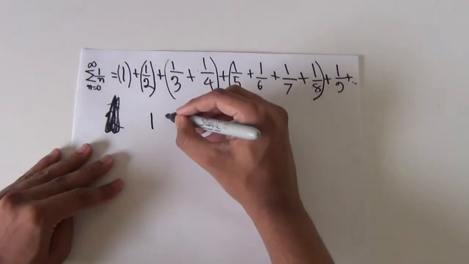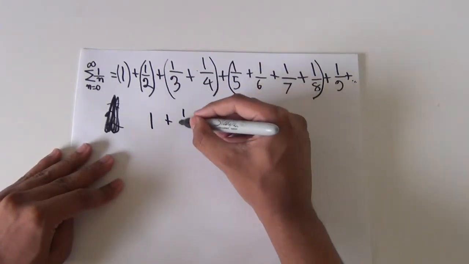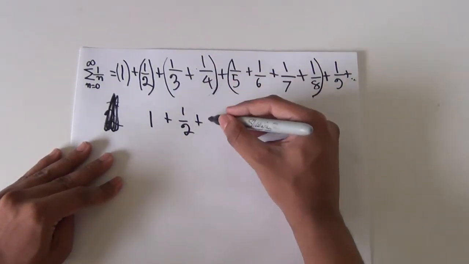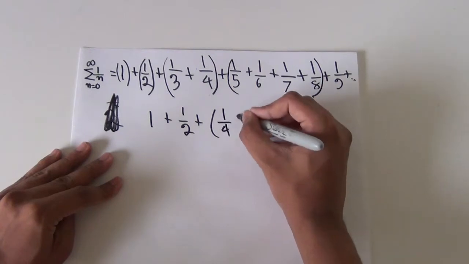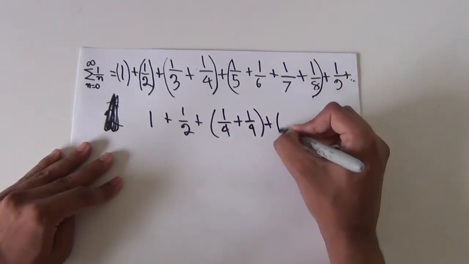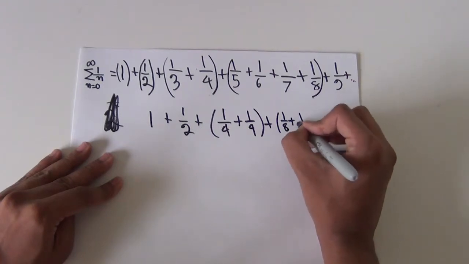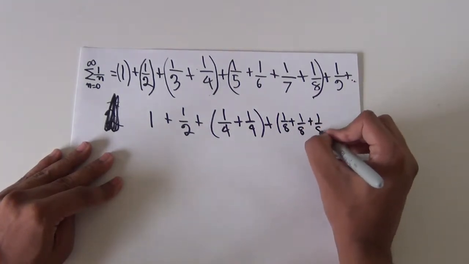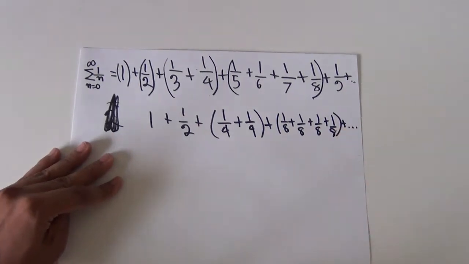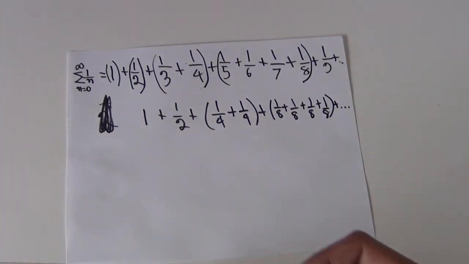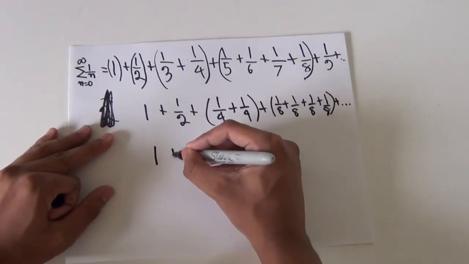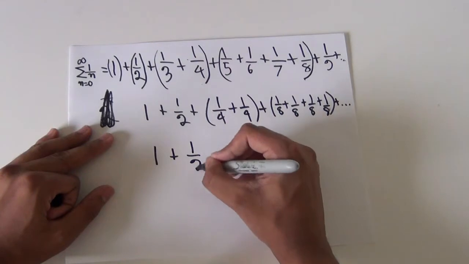Since we're using the comparison test, we need to write a new series that is smaller than the harmonic series. And we can do that here with 1/3 and 1/4. We're going to be picking the smallest term and then replacing all the other terms with the smallest term. So in the next group, the smallest term is 1/8, so we're going to replace 1/5, 1/6, and 1/7 with 1/8. Now if you simplify this, you will notice that everything simplifies to 1/2.